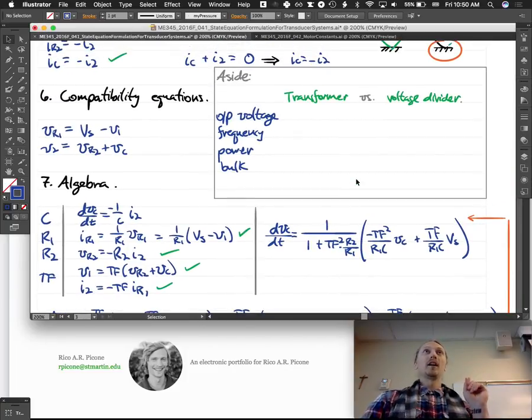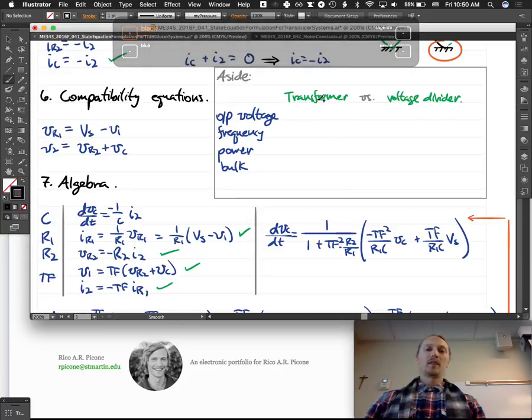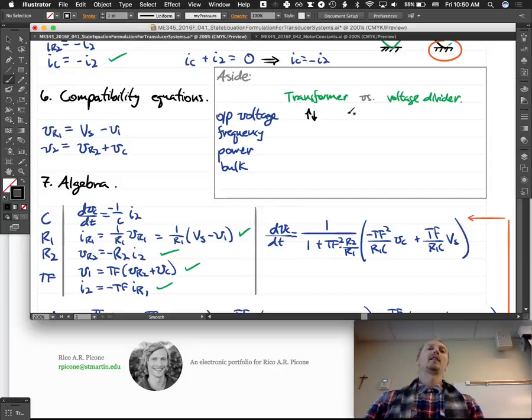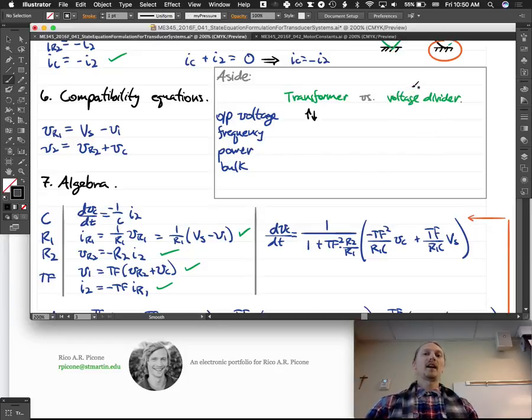But before I let you go, I have to talk about transformers versus voltage dividers, okay? So output voltage for a transformer can either go up or down, right? So you can either increase voltage or decrease voltage. Voltage divider, the output voltage can only what? Go down. Yeah, it can only decrease.